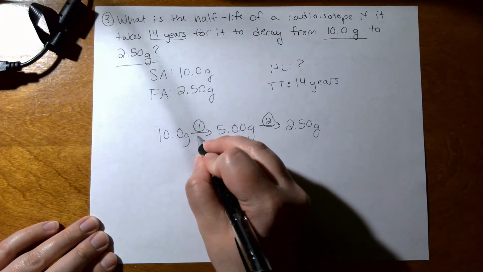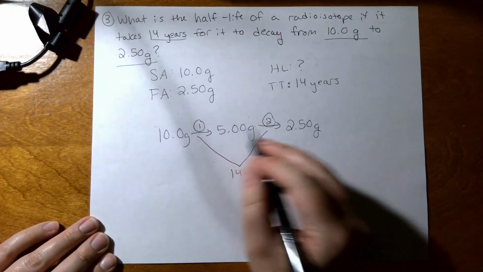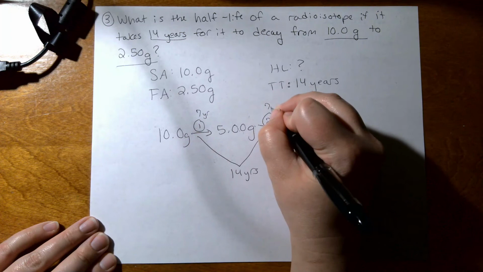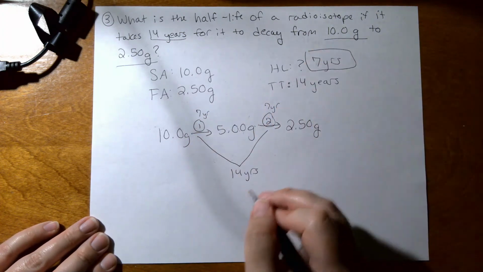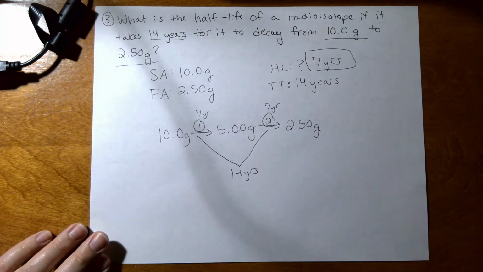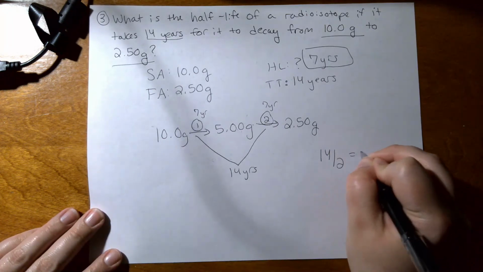Now, both of those together are 14 years. So how long was each one? Well, it must have been 7 years. Another way to think of that is to take the total time divided by the number of half-lives, and then you'll get the half-life.